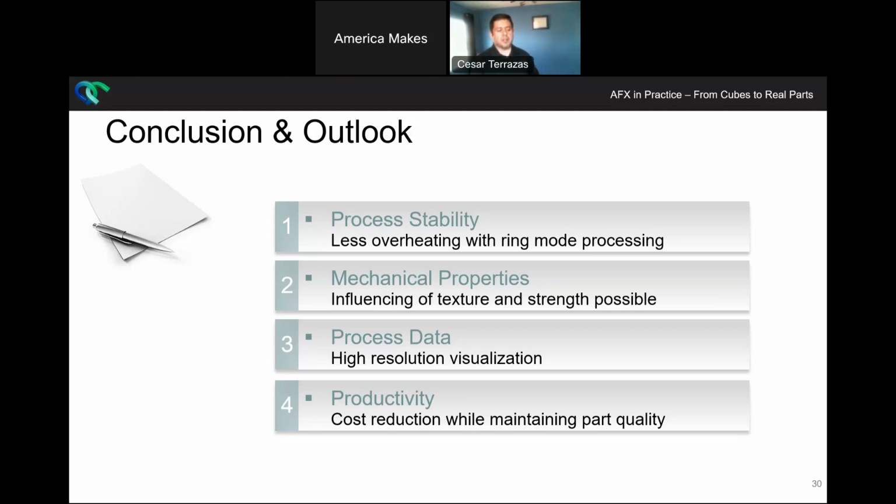Now that we know that it's possible to amplify the production space while reducing the cost and maintaining the part quality.